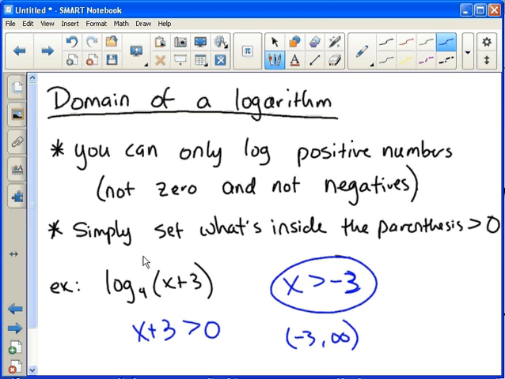Okay, so keep in mind, this is an important distinction. It doesn't mean that you can't plug in negative numbers. It means that your result when you plug the number in can't be negative. So this says x is greater than negative 3. If I plug in negative 2 here, that's fine, because negative 2 plus 3 is positive 1, and I can log a positive 1. So it's not that you can't plug in negative numbers, it's just that your result can't be negative inside the parentheses.